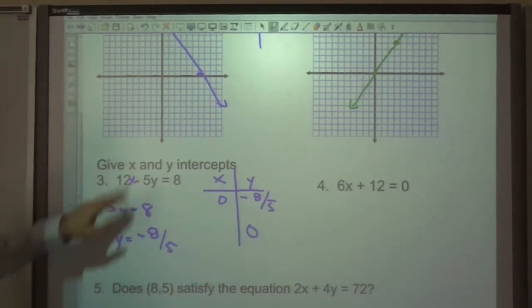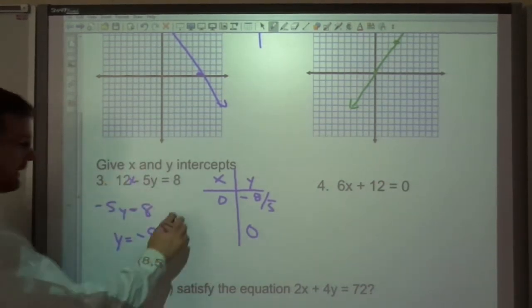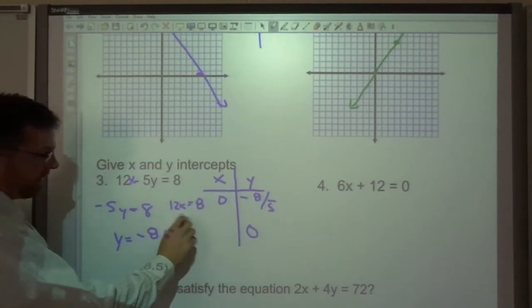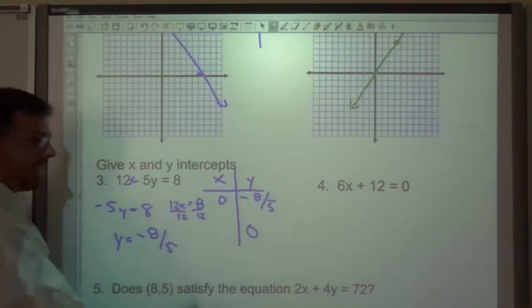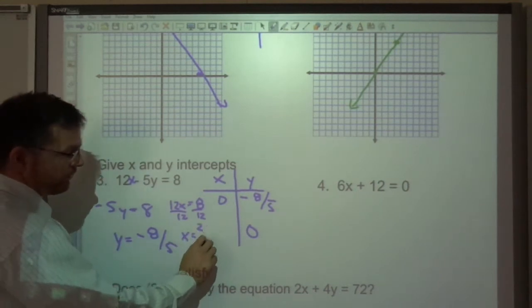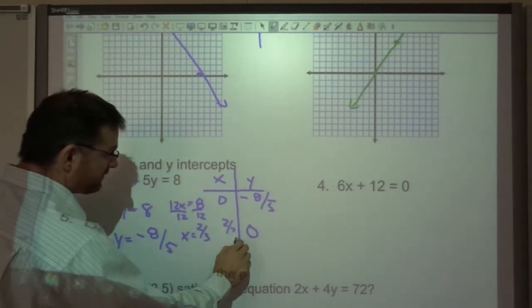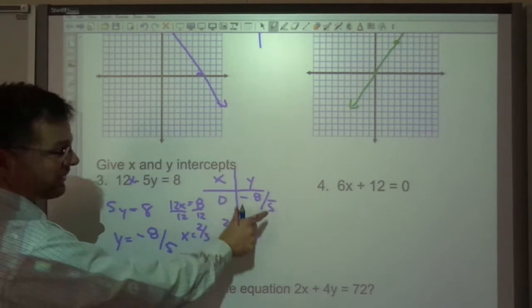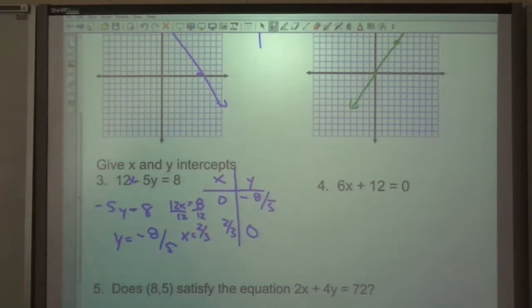When y is 0, this is all zeros, so 12x equals 8. So I could divide by 12. And I get 8 twelfths, which actually simplifies to be 2 thirds. So the x-intercept is the point 2 thirds, 0. The y-intercept is the point 0, negative 8 fifths.